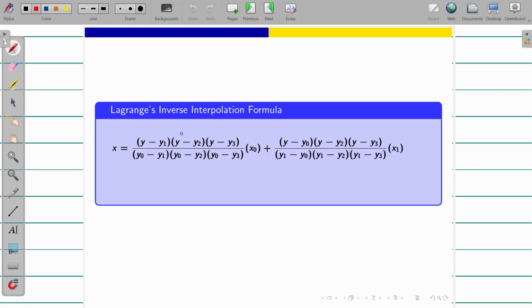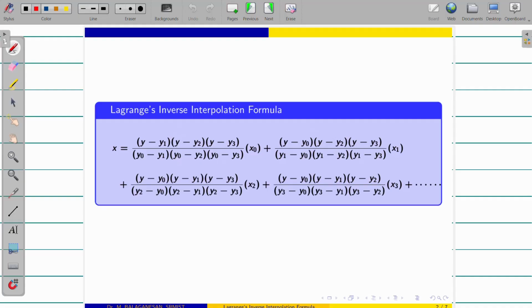In the first term, you know very well, in the numerator, y naught won't be there. In the denominator, we will replace y by y naught. Apart from that, everything will be the same, into x naught. In the second term, y1 won't be there; we replace by y1 in the denominator and the rest of the terms. Here, look at the right hand side terms y0, y2, y3, everything will be the same, into x1. Similarly, we can write the rest of the terms. This formula is going to be called Lagrange's inverse interpolation formula.